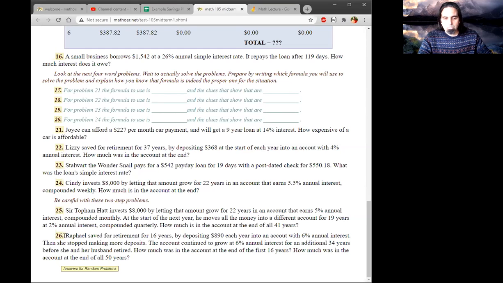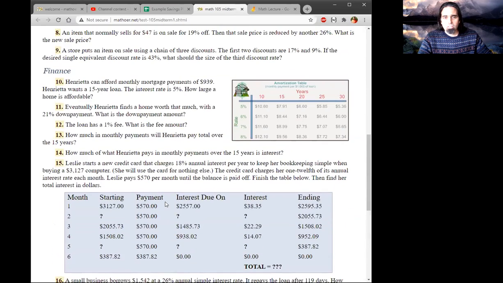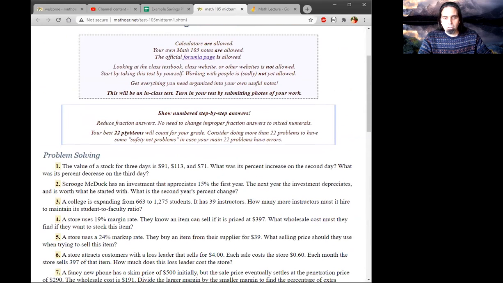There's 26 problems, and notice that it says in the instructions that, of course, you read them carefully. You only need to do 22 problems. If you do 23 problems, I will grade the best of the 22, and so on. So you can do all 26, miss 4, and still get a perfect score.